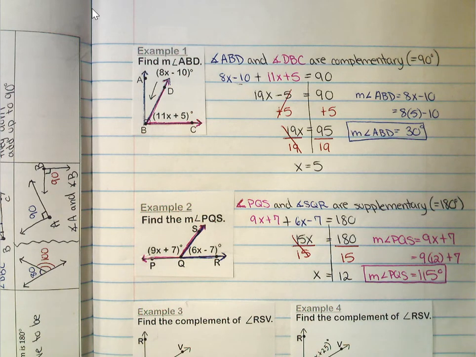So you are going to work on problems that are very similar to these on your 3-2 worksheet. Those are going to be numbers 19 through 21.